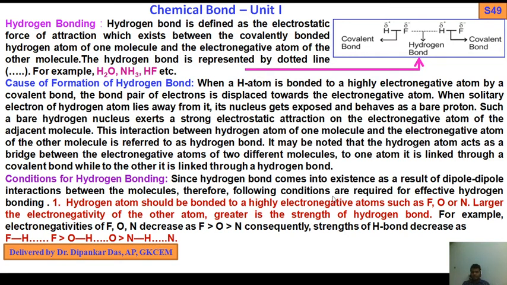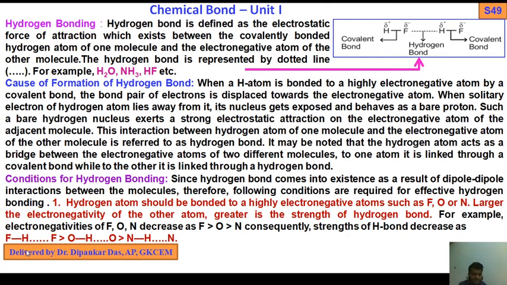Since hydrogen bond comes into existence as a result of dipole-dipole interactions between the molecules, the following conditions are required for effective hydrogen bonding. What are the conditions? The hydrogen atoms should be bonded to highly electronegative atoms such as fluorine, oxygen and nitrogen. The larger the electronegativity of the other atom, the greater is the strength of the hydrogen bond. For example, electronegativity decreases as fluorine greater than oxygen greater than nitrogen. Consequently, the strength of the hydrogen bond will decrease.